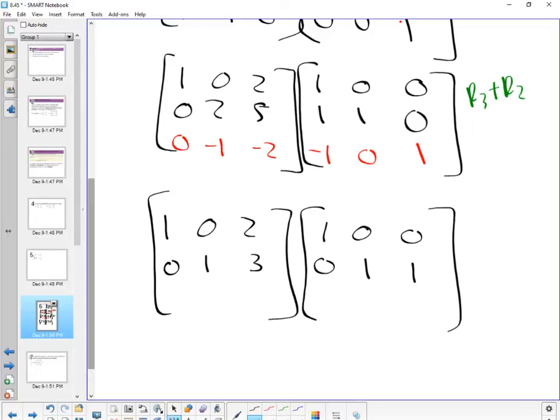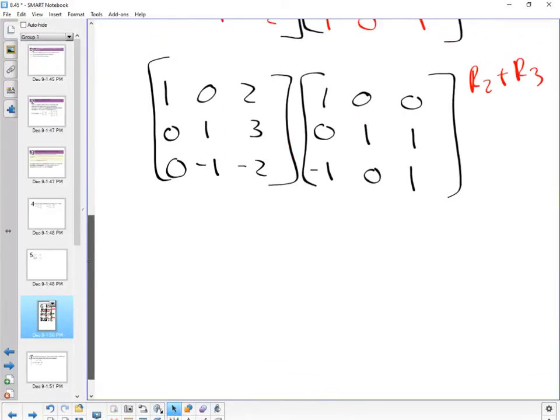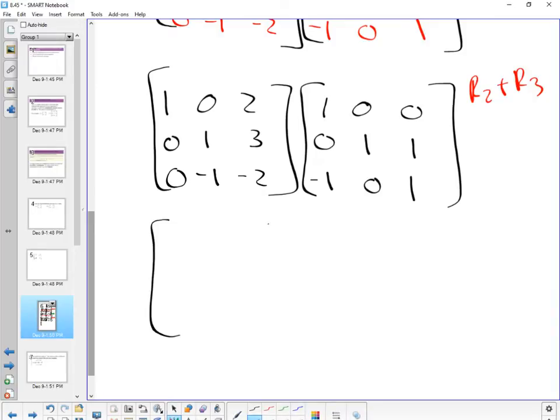Right? And then the last one's not changing. 0, negative 1, negative 2. Negative 1, 0, 1. What do you guys want to do now? Add the second to the third. So row 2 and add them to row 3. So row 1's not changing.